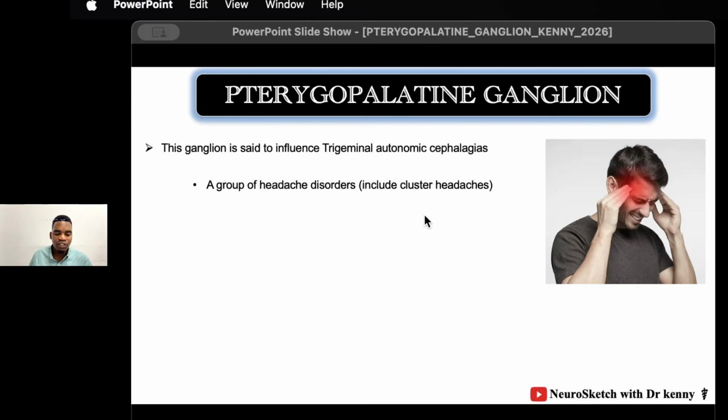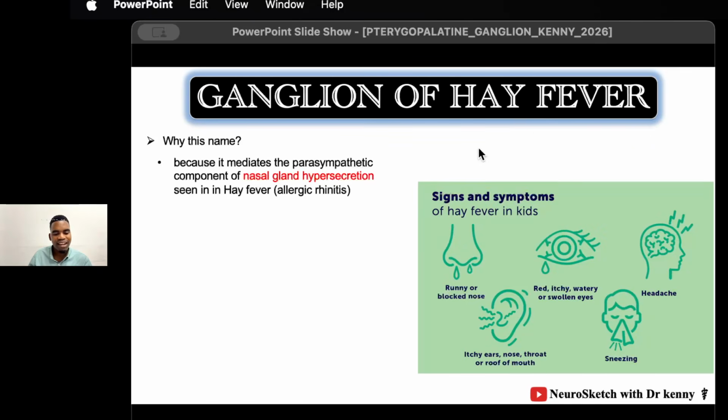And research shows that blocking the pterygopalatine ganglion results in improvement of these headaches. And these headaches include cluster headaches. We have mentioned prior that the pterygopalatine ganglion is also called the ganglion of hay fever. But why is it called the ganglion of hay fever? It is because this ganglion is supplying the nasal glands, and the nasal glands have hypersecretion in hay fever, and hay fever is also called allergic rhinitis.